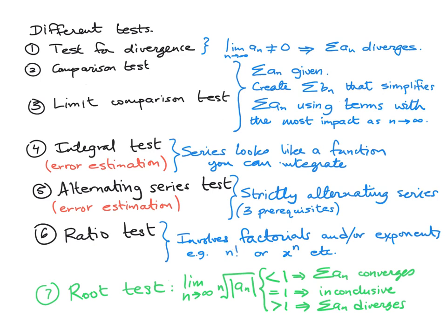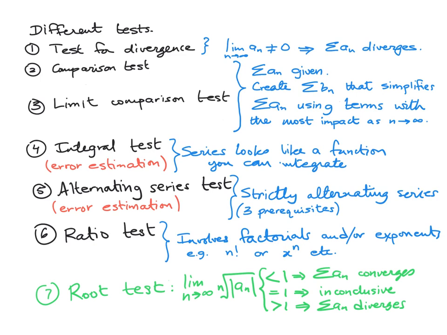And again, that's where you take the limit of the absolute value of a sub n plus 1 over a sub n, and if that is less than 1, you get a convergent series. If that's equal to 1, it's inconclusive. If that's greater than 1, the series diverges. So be careful with the equal to 1 in that scenario.